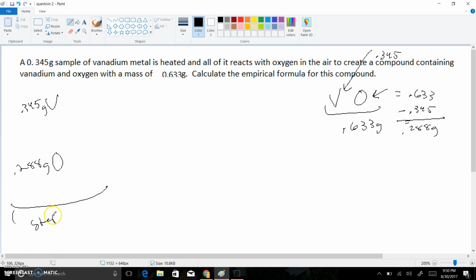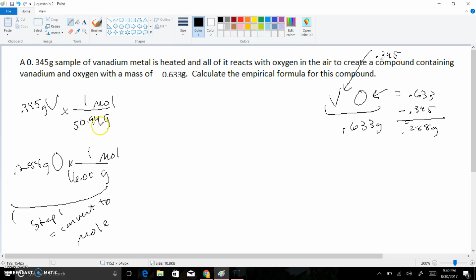Step 1, convert to moles. So here I'm going to multiply, put grams on the bottom, and moles on top. 1 mole on top. My grams number, oxygen again, is 16. Vanadium is actually number 23 in the periodic table and is 50.94. If I divide these out, I get 0.00677 for vanadium, and my oxygen is 0.018.